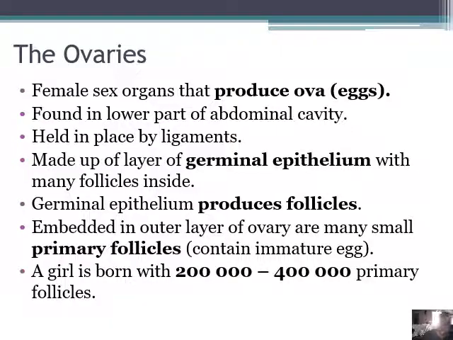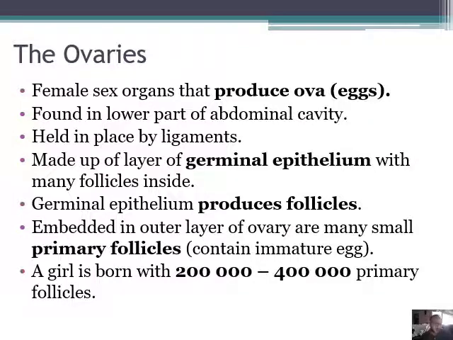So let's talk about the wonderful ovaries. The female sex organs that produce ova, or eggs, they're found in the lower part of the abdominal cavity, held in place by ligaments, made up of a layer of germinal epithelium with many follicles inside. Remember, the word germ line or germ cells means gametes. Germinal epithelium is the epithelium, which is normally cuboidal epithelium, that is going to go through the process of meiosis to produce a whole bunch of ova. The germinal epithelium produces these follicles.